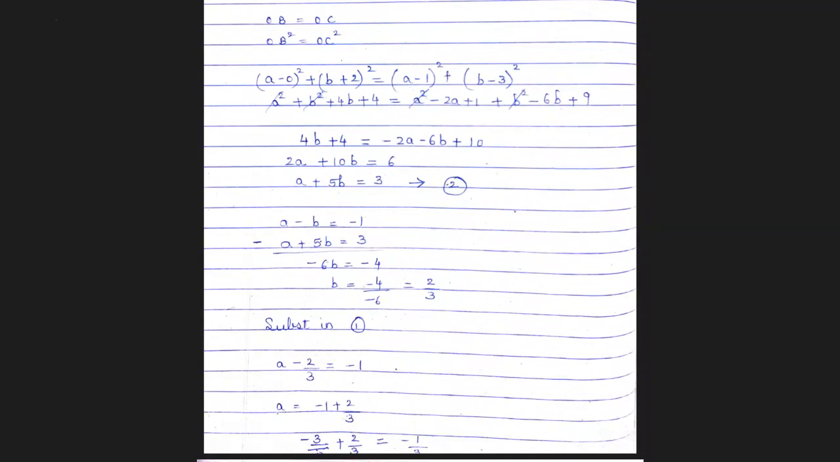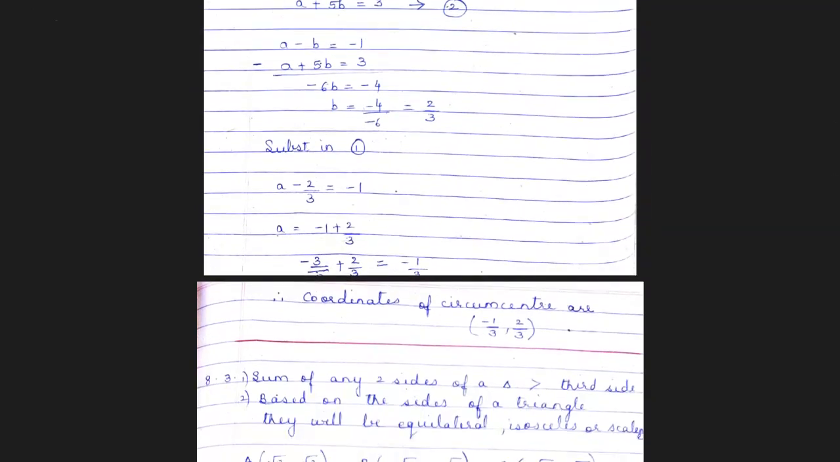Now solve equations 1 and 2. You get B is equal to 2 by 3. Substituting in any one of the equations, here I have substituted it in 1, you get the value of A as minus 1 by 3. Therefore, the coordinates of the circumcenter are minus 1 by 3 and 2 by 3. So this is how we do question number 7.